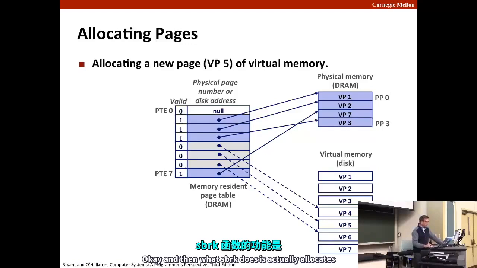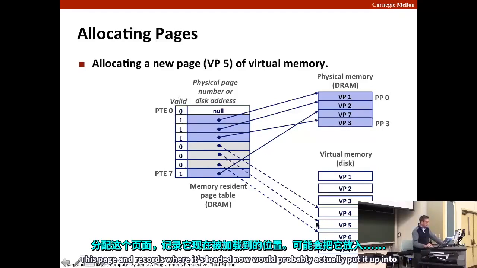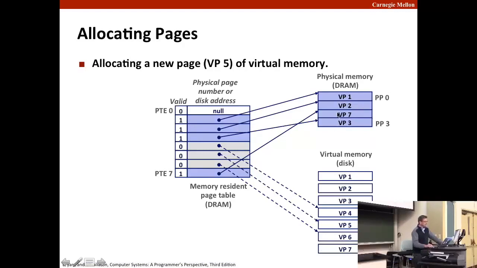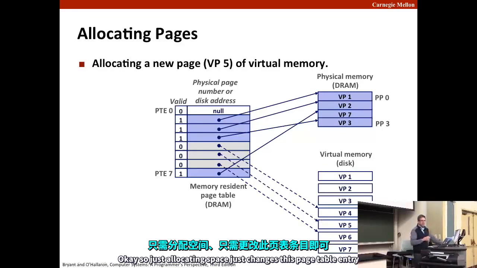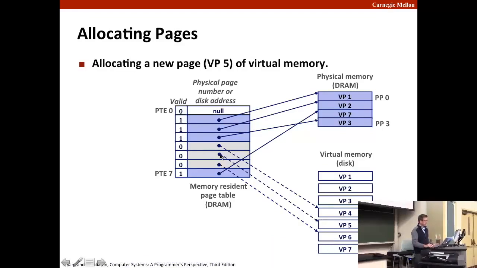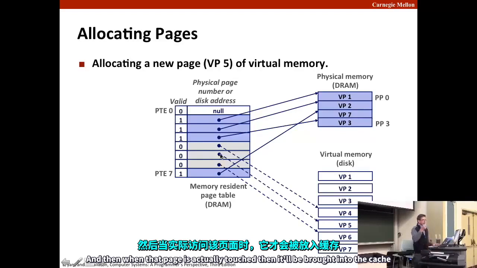Okay, and then what sbrk does is allocate this page and record where it's loaded. Now, I guess it wouldn't actually show up in the DRAM cache until that page was touched. So just allocating space just changes this page table entry, and then when that page is actually touched, it'll be brought into the cache.